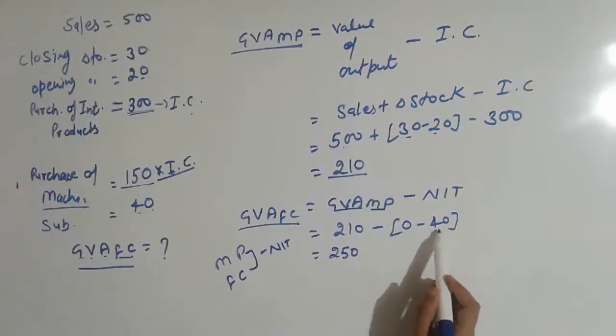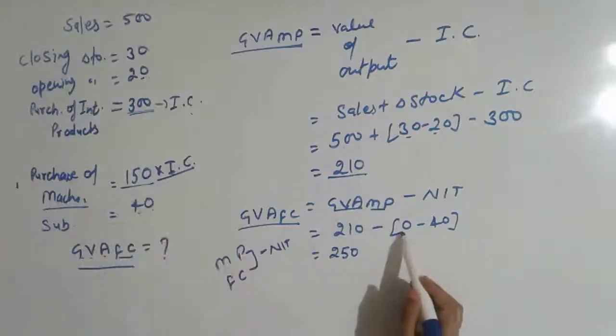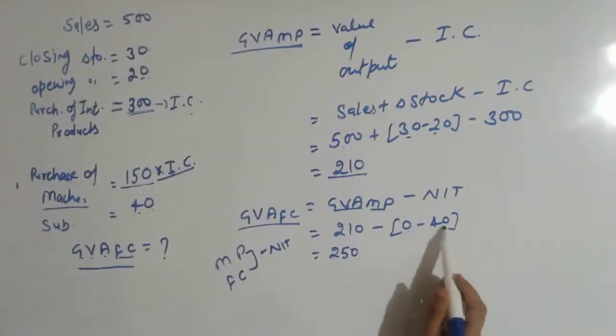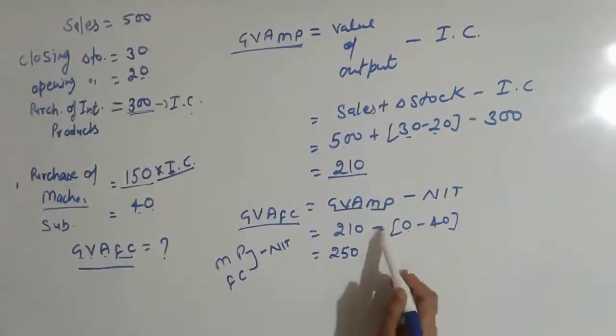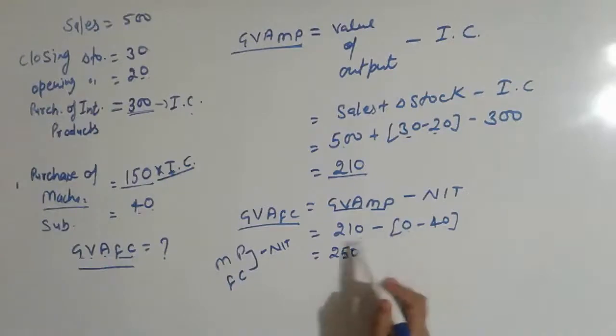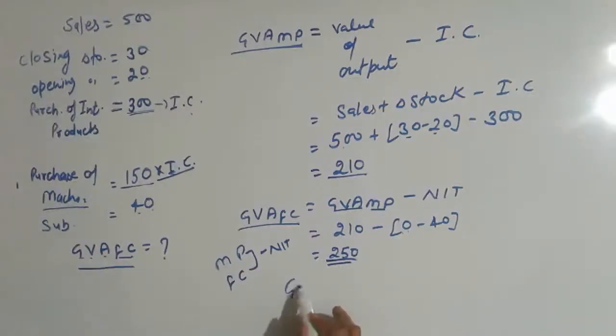indirect tax minus subsidy. In this question we have not given indirect tax, so we will assume the IT equal to 0. 0 minus subsidy is equal to 40. So the answer will become minus 40, and minus will become positive. So by adding the 40 into 210 we get the answer 250. This 250 is the gross value added at factor cost.